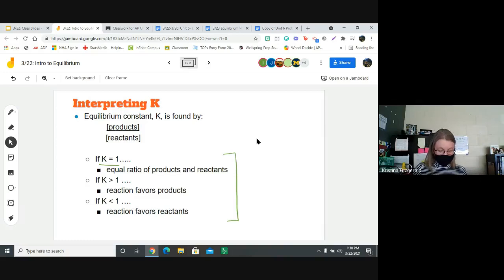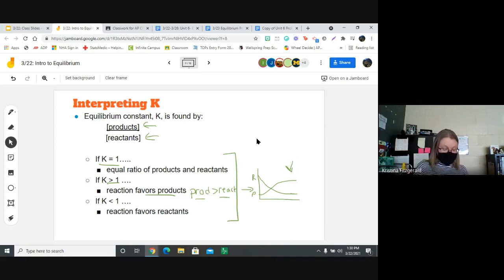If K is bigger than 1, so if you think mathematically, we get a number here that's bigger than 1, that means there's more products. So the products are favored, or products are greater than the reactants at equilibrium. If you were looking at a graph of a reaction that was favoring the products at equilibrium, this would be that graph. These all work together. You can put all the pieces and parts together. If K is bigger than 1, you're favoring the products, so there's more products than reactants, and this is what the graph would look like. You'd have something like that.